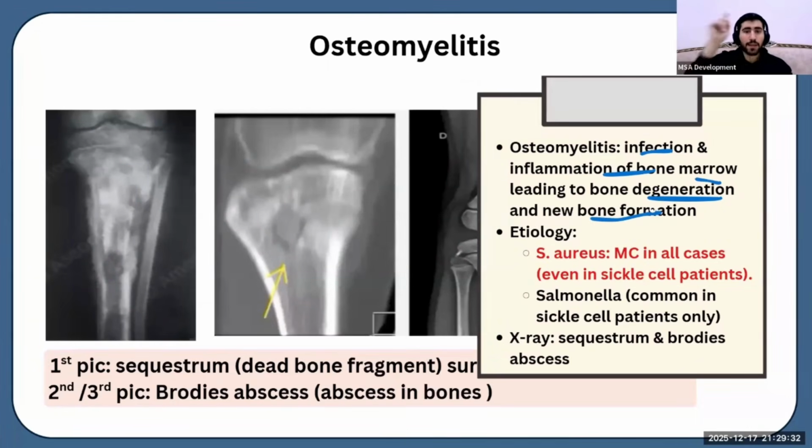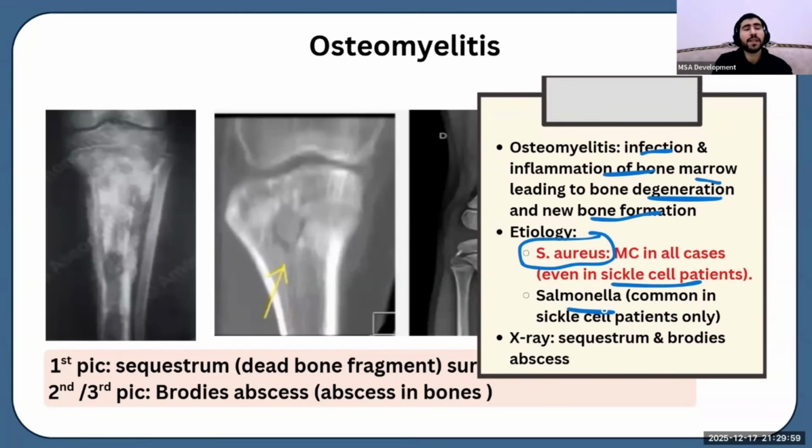In all cases, the most common one is Staph aureus. So if you have a normal patient, it's Staph aureus. If we have a sickle cell patient, it's also Staph aureus. Staph aureus is the most common cause of osteomyelitis in all cases, including sickle cell patients. Now, what about Salmonella? Salmonella is a common cause of osteomyelitis in sickle cell patients, but it's not the most common cause.